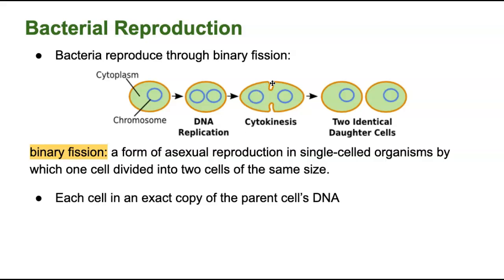Next, a process called cytokinesis happens, and this is where that cell starts to chop itself in half. And when cytokinesis is done, binary fission is complete, and we have two identical daughter cells. Those cells are clones of one another, so they have the same genetic information, the same characteristics. They're identical in every way.